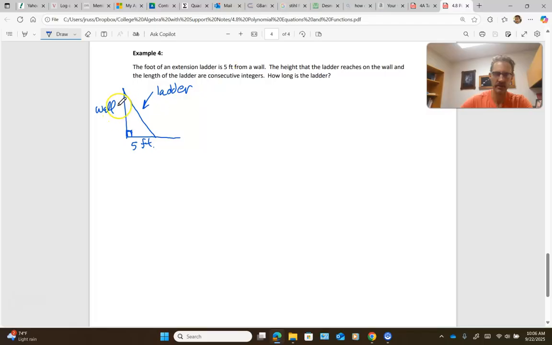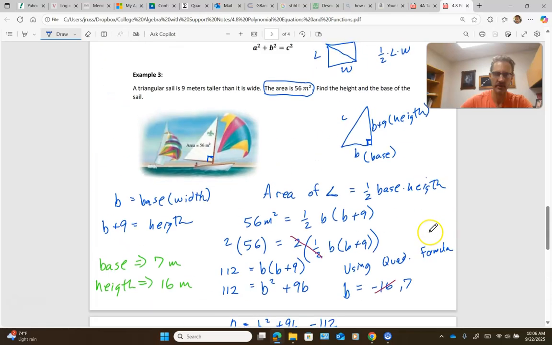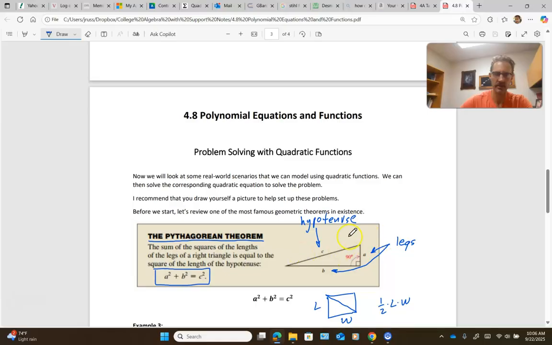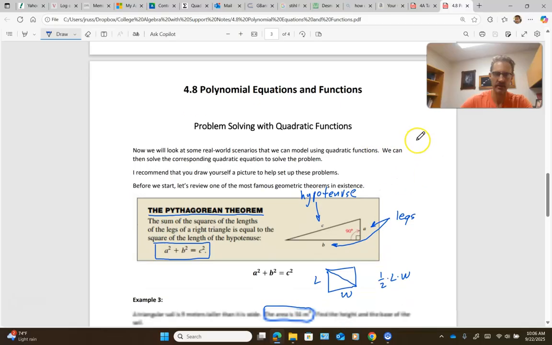So like if the wall were 9 feet, then the ladder would be 10 feet. Now the reason I know the ladder will always be the longer side is because the hypotenuse of any right triangle is always the longest side. And it makes sense because it's spanning that distance. These individual legs can't be longer than the hypotenuse.